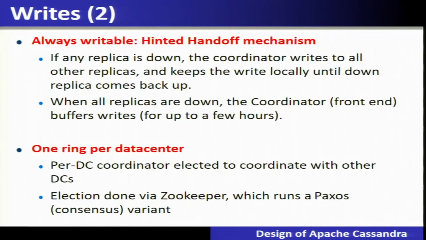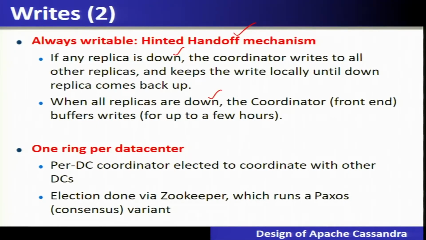Now, writes are always writable. The hinted handoff mechanism is used for the write operations. If any replica is down, the coordinator writes to all the other replicas and keeps the write locally until the replica comes up. When all the replicas are down, the coordinator, that is the front end, buffers the write for the first few hours. This is called the hinted handoff mechanism.